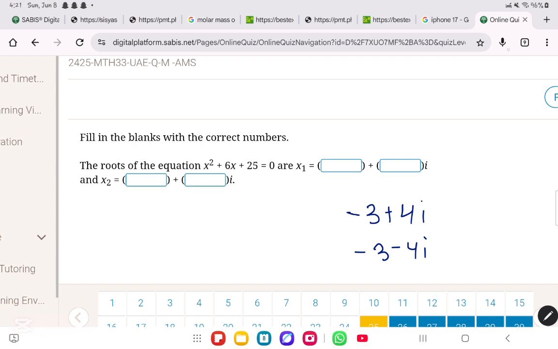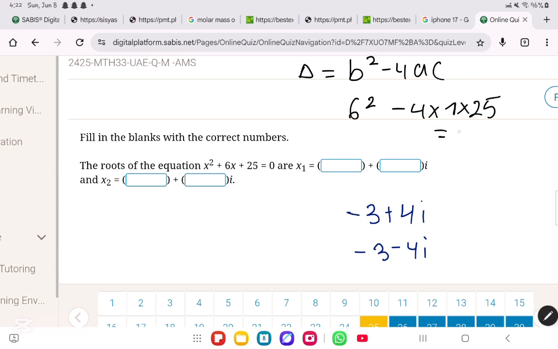For the people who do not have this option on your calculator, you will use the discriminant method. So delta, the discriminant, is equal to b squared minus 4ac. Okay, b is what? b is 6. So 6 squared minus 4 times 1 times 25. Okay, put it on the calculator. 6 squared minus 4 times 1 times 25. It will give us an answer of minus 64.